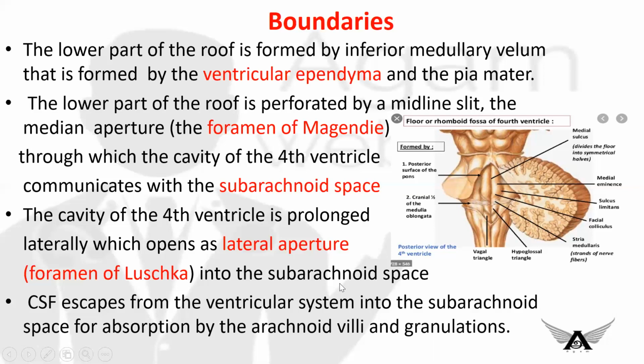See, CSF cannot accumulate in the fourth ventricle. CSF wants to go to the subarachnoid space and into the spinal cord. So from the fourth ventricle, the CSF will escape into the subarachnoid space by the foramen of Magendie and the foramen of Luschka. The foramen of Magendie is in the midline and the foramen of Luschka is lateral. CSF escapes from the ventricular system to the subarachnoid space for absorption by arachnoid villi. So the CSF will be absorbed by the arachnoid villi and granulations, which we will be studying in later classes.